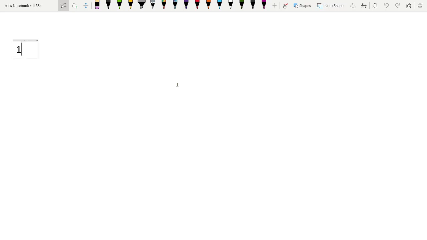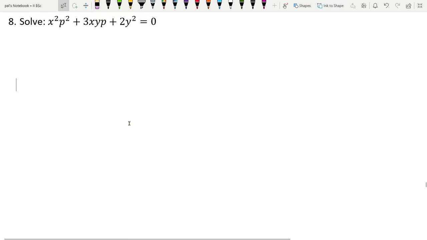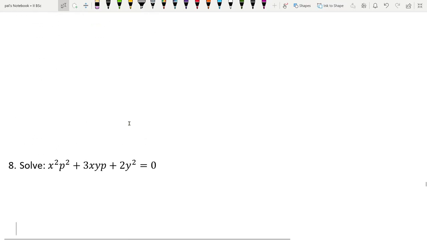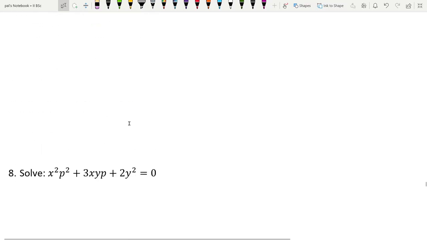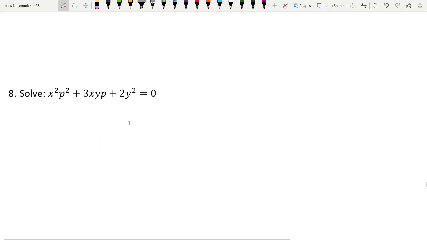Hello everyone, in today's session, I would like to continue some problems on first order higher degree differential equations. In the previous session, I discussed equations which are solvable for p, that is, equations involving x, y, and the variable p. Let us see some more interesting examples in that category.